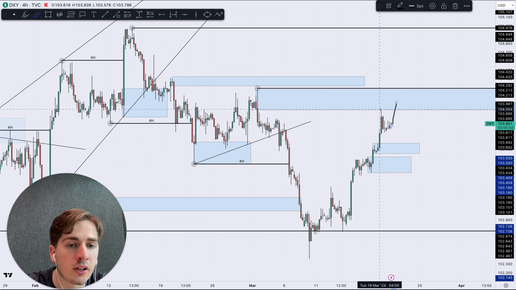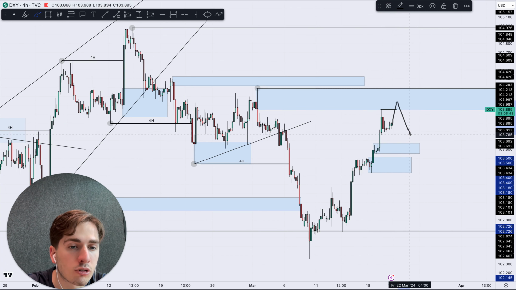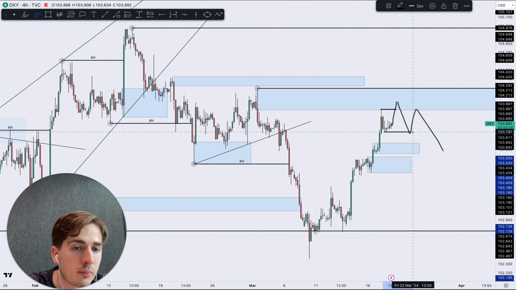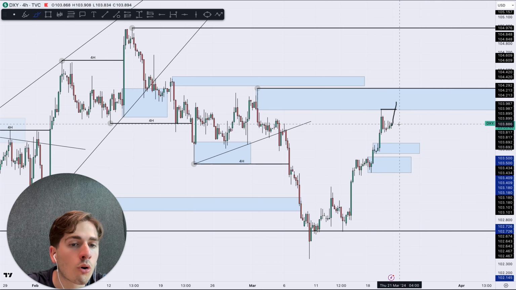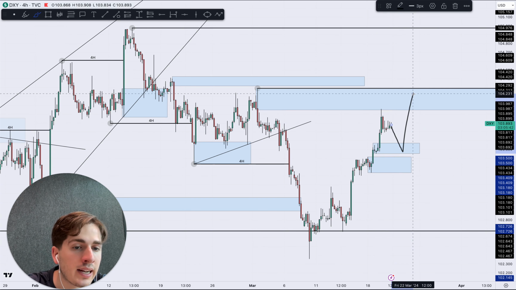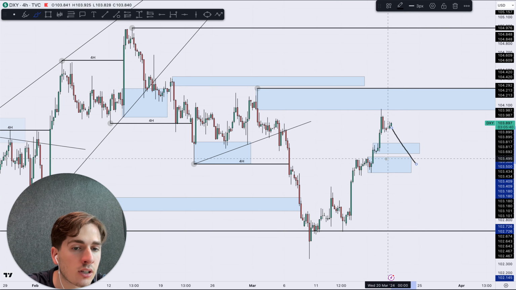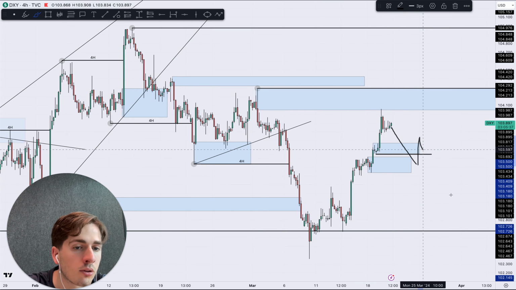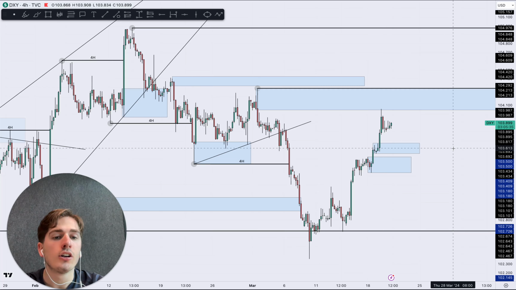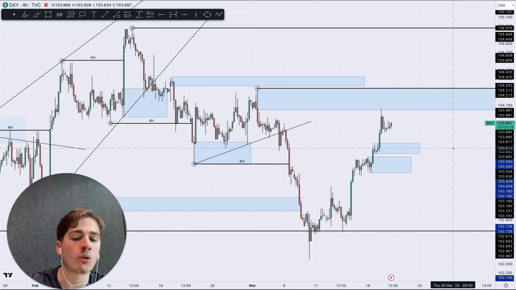So two options: either we take out this high first, then retrace, pull back, and we break the low which broke this high, or we just start pushing towards the downside, react bullish, or we push towards the downside, break this fractal structural low, and then I will look for further downside continuation. So those are the three plays I'm looking for on the dollar index.